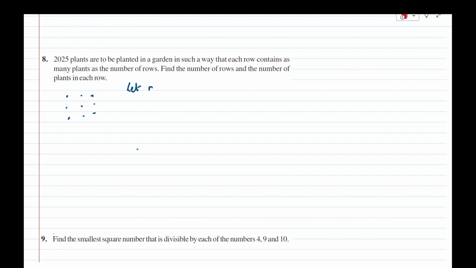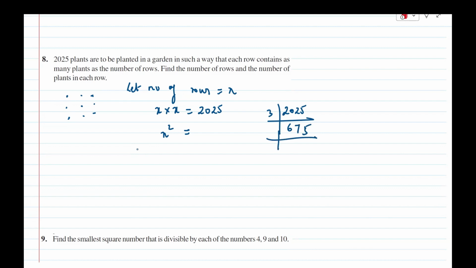Let the number of rows be X. So X rows and each row has X plants, correct? So this is 2025. Find the square root. For that, do prime factorization. It is divisible by 3, 3 6s are 18, 3 7s are 21, 3 5s are 15. Again by 3, 3 2s are 6. Then again by 3, 3 7s are 21, 3 3s are 9, and then 5.